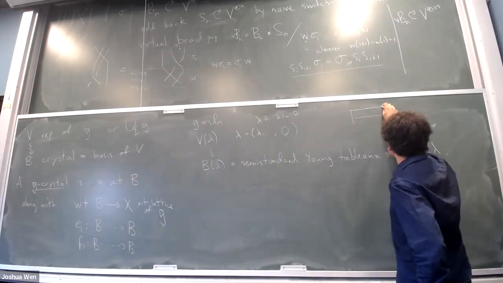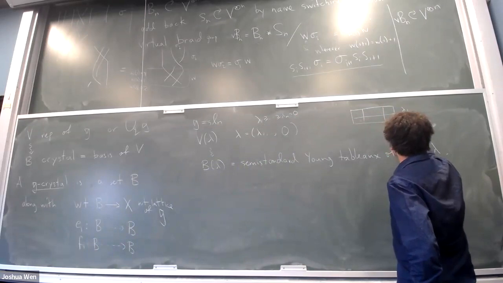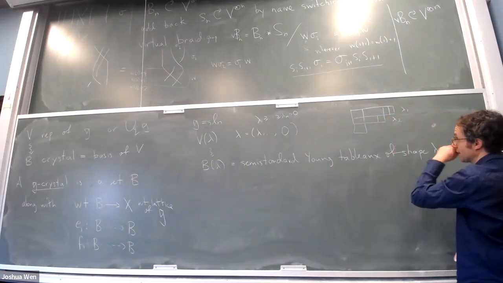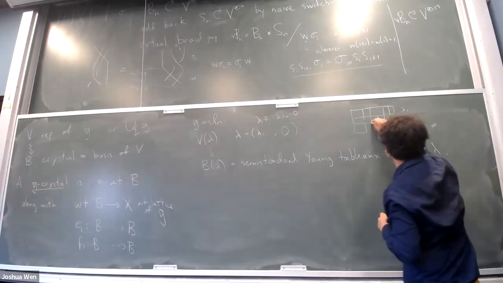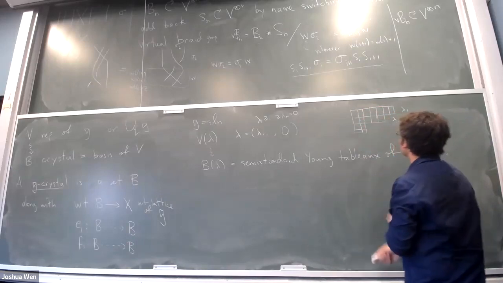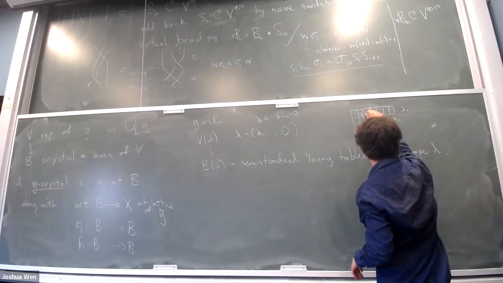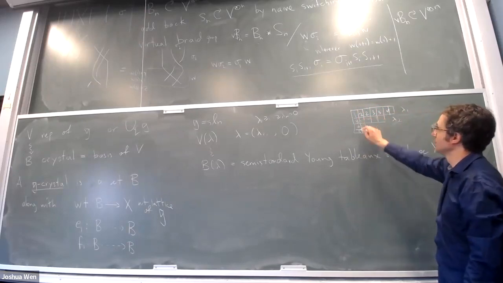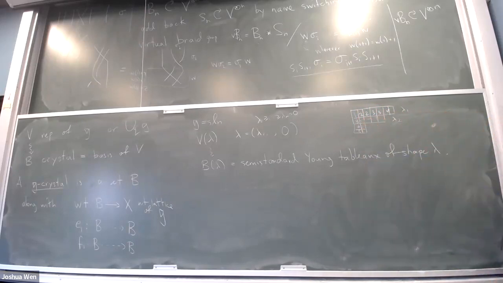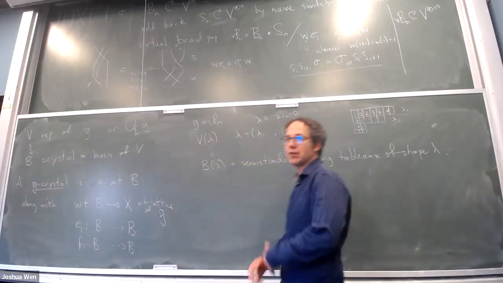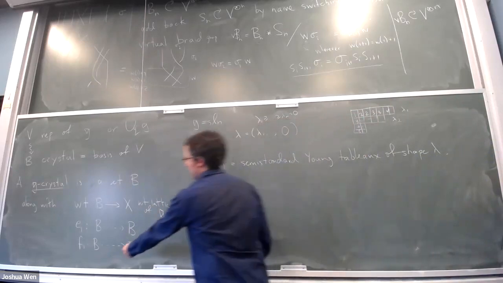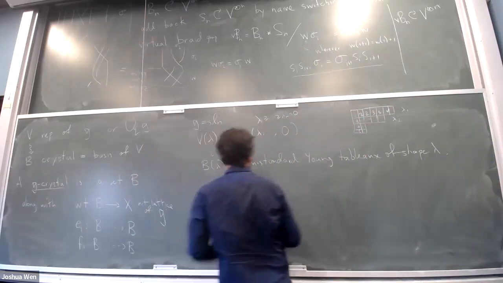That means a filling of the shape, where lambda is a partition. So you draw it as a Young diagram: lambda 1 boxes in the first row, lambda 2 boxes in the second row, and so on. Semi-standard Young tableau means a filling of this shape which is weakly increasing in the rows and strictly increasing in the columns, filled with the numbers from 1 to n. The weight map is just the usual weight of a tableau, which tells you the contents. And then there are crystal operators, these E_i and F_i, defined on these tableaux.